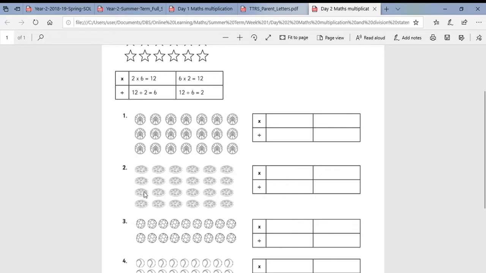I don't know how to count in 4s yet, but I do know how to count in 2s. So I could count in 2s instead. I could go 2, 4, 6, 8, 10, 12, 14, 16, 18, 20, 22 and 24. And I could use those numbers in my multiplication sentence. So instead of doing 4 times something, I could do 2 times something.